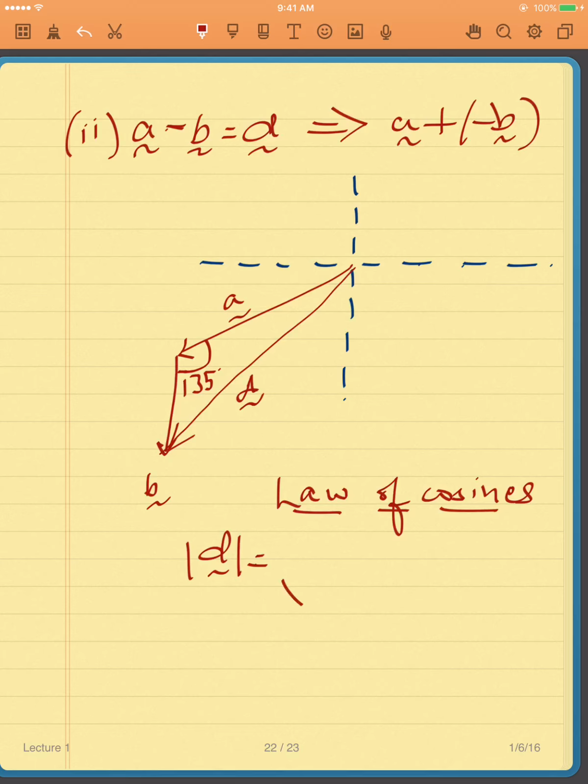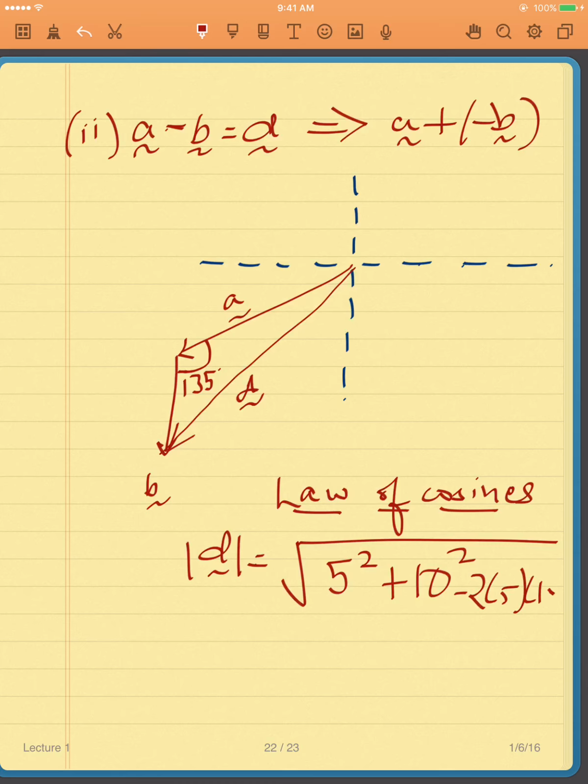We can write this out as the square root of, just so we remember, this is the magnitude of A, 5 squared, plus 10 squared, the magnitude of B squared, minus 2 times 5 times 10 times cosine 135 degrees, because that 135 degrees is the angle between A and B, right? So yeah, this turns out to be 13.98 newtons. Also, let's find the angle that D makes with B, and then we can eventually determine the overall orientation of this thing.